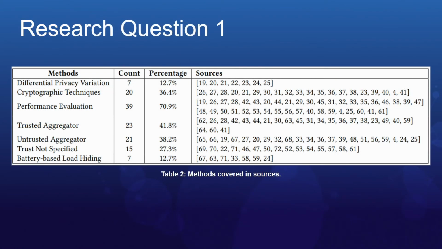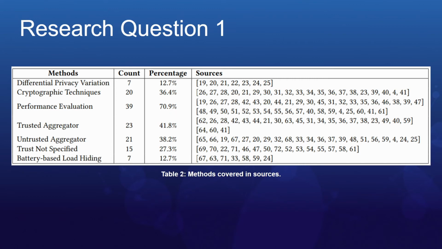Next, I'm going to talk about the results we found for each of our research questions, starting with research question 1. What are the differential privacy preserving methods, tools, strategies, techniques applied to smart meters, and what is their distribution in the literature? We found over 70% of the 55 papers had some form of performance evaluation. This is useful for knowing what methods will be preferential for real-world use.